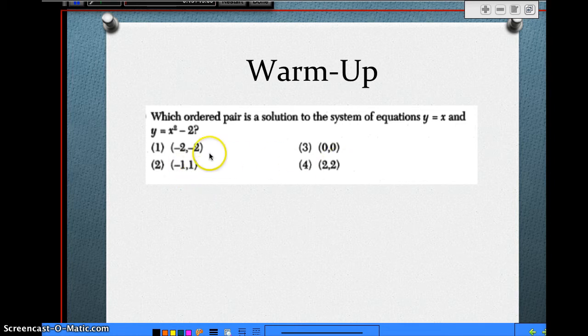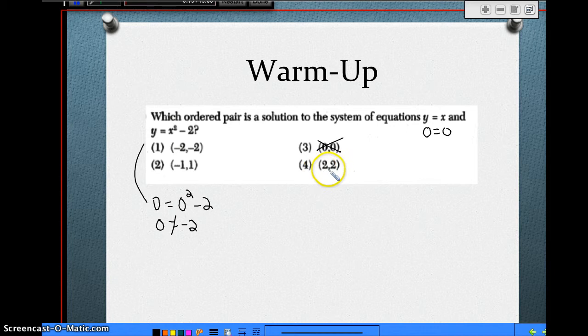So if you were to start with maybe choice 3, the 0, 0 might be the easiest one to check. Does 0 equal 0? Substituting the x and the y back into both equations, the second one would be 0 is equal to 0 squared minus 2. 0 squared is 0, and 0 minus 2 is equal to negative 2, which is not true. So 0, 0 works for this equation, but not this equation, so I'm going to cross that off.